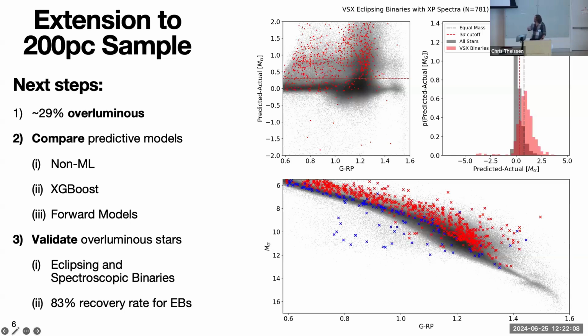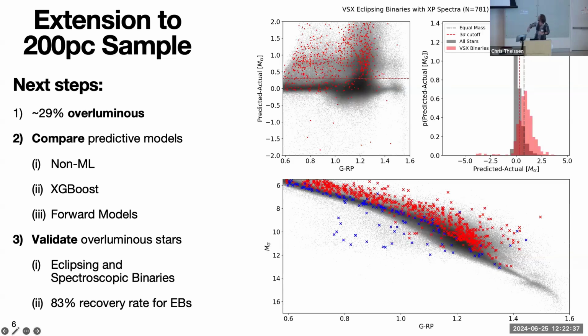I'm part of Sloan, so we're looking at spectroscopic binaries with APOGEE, but we can also look at eclipsing systems. Here I'm showing the VSX catalog of eclipsing binaries. This is a catalog released by the American Association of Variable Star Observers, but I don't remember the rest of the acronym. It's a big catalog of binary stars. And we're covering 83% of them, which is cool.